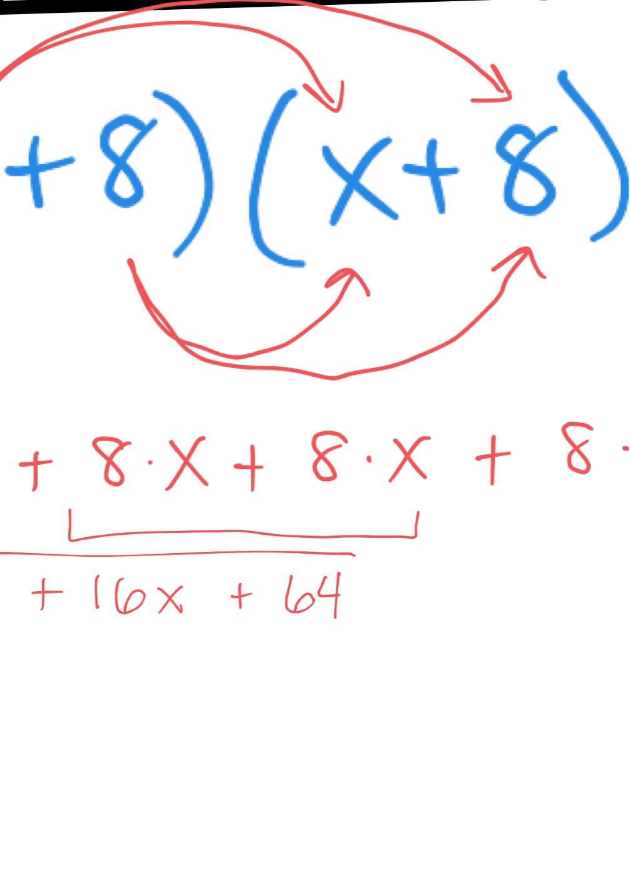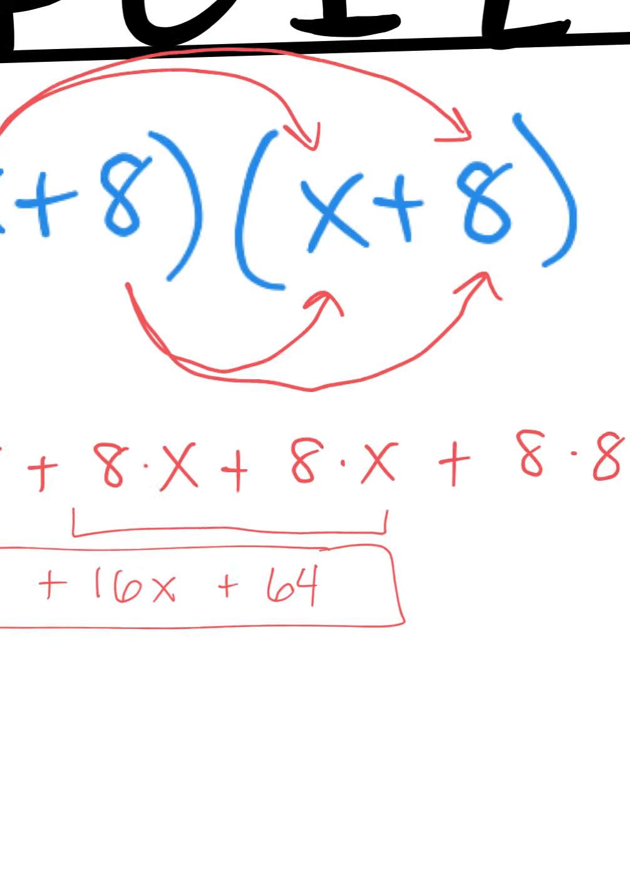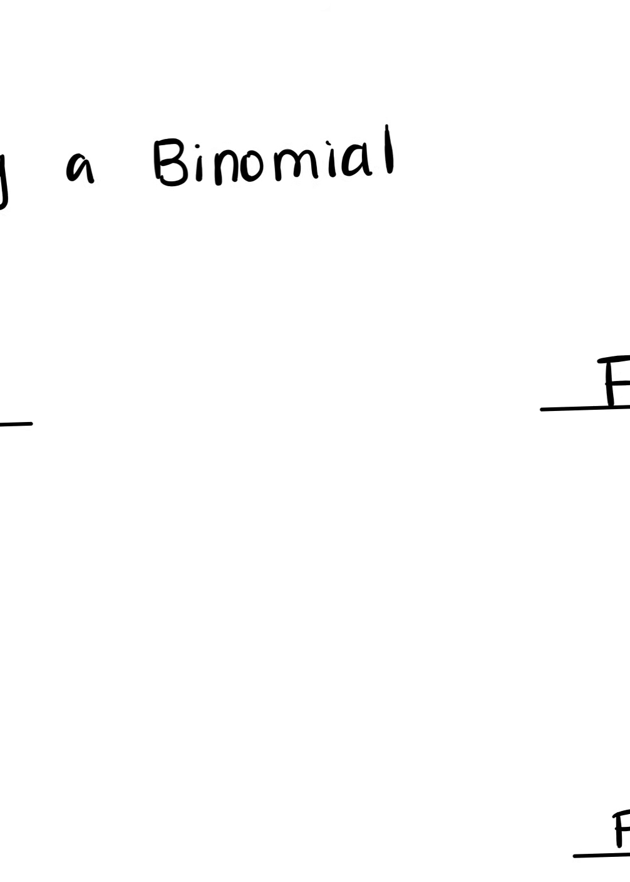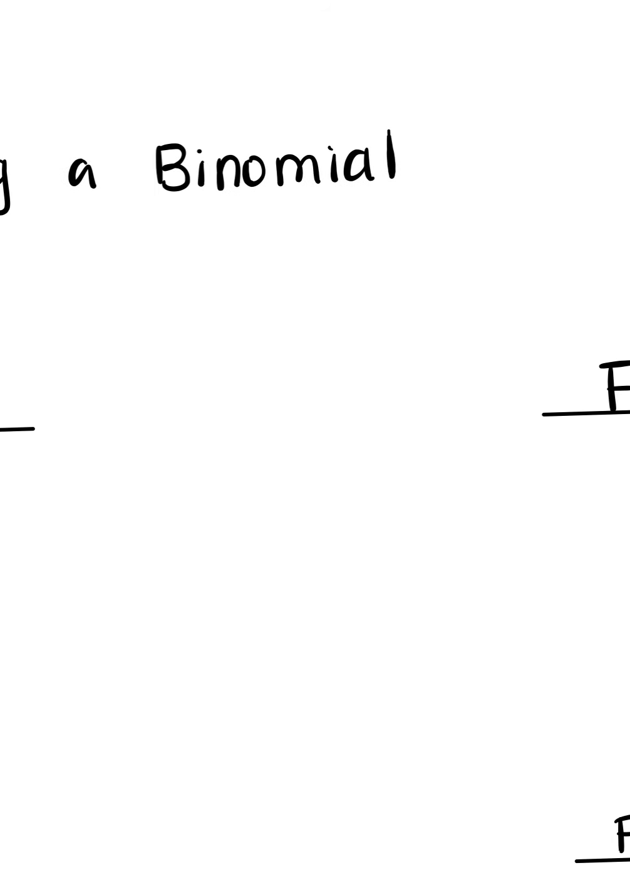So this was FOIL, right? Let's see what happens when we use the formula, okay? Now, sometimes when we use the formula, it's not going to be super easy to remember, so just write it down. It was a plus b squared equals a squared plus 2ab plus b squared. It's easier, yeah. Way easier if you know the formula.